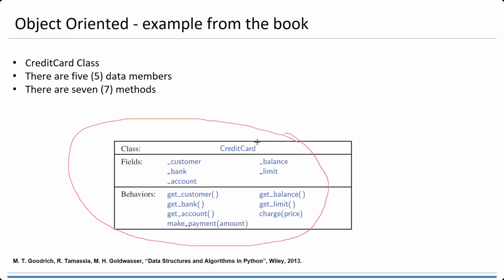And then you have the class name. Okay, so the class name is credit card. And there are 5 data members. As I mentioned to you, this section will be related to the data members: customer, bank, account, balance, and limit.